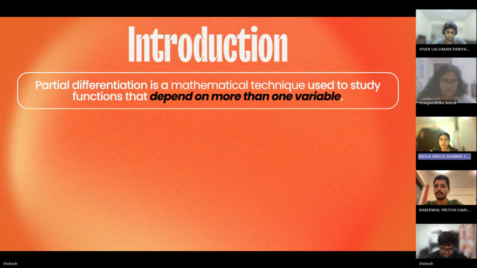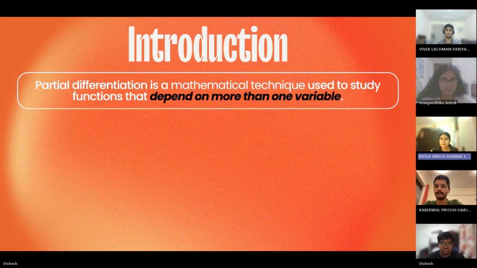I'm Riola and I'll be walking you through the mathematical idea that holds all this together, which is partial differentiation. Now, most of us already know what differentiation is, right? So, you take a function, you calculate how it changes, and that gives you a rate of change. It's pretty straightforward. But in real life, things are rarely dependent on just one variable.